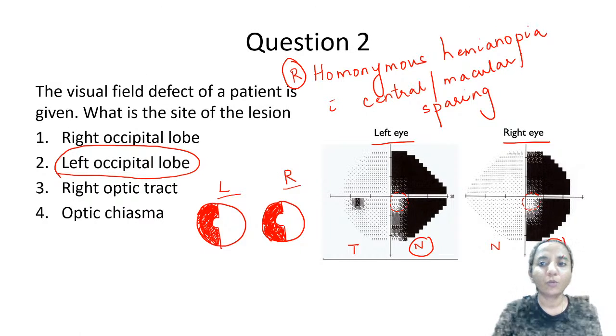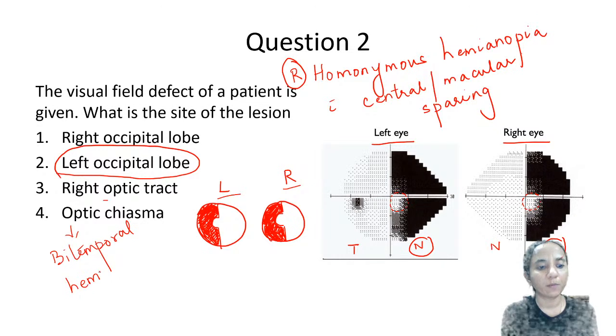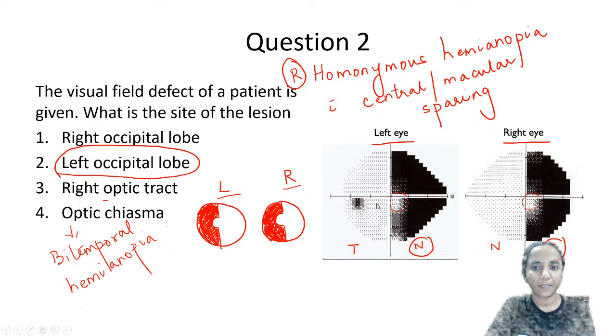Right? Now just to finish off the discussion, for optic tract, it is going to be a simple homonymous hemianopia only. There will be no central sparing. And if it is the optic chiasma, all of you know that it's going to be a bitemporal hemianopia. So for optic chiasma, it is bitemporal hemianopia. And for optic tract, it is homonymous hemianopia but without the central sparing.